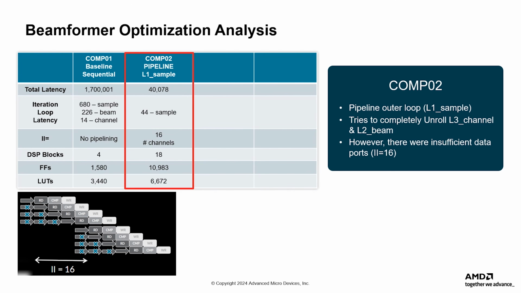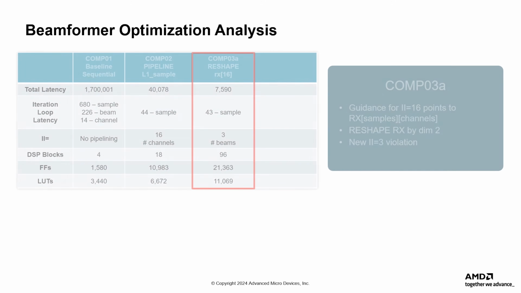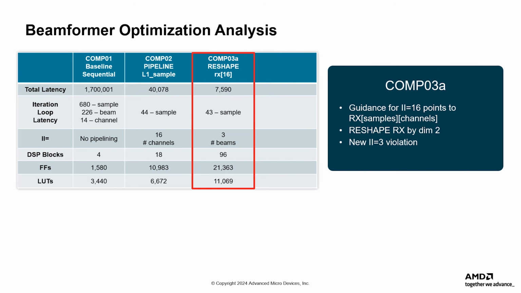Let's now optimize the design using Vitis HLS pragmas. By pipelining the outer loop L1 with the pipeline pragma, Vitis HLS automatically infers an unroll directive for the inner loops L2 and L3. This significantly reduces the total latency. However, due to insufficient data ports, the initiation interval is limited to 16. We found that satisfying the II equals 1 constraint from the pipeline pragma requires 16 loads per clock cycle.